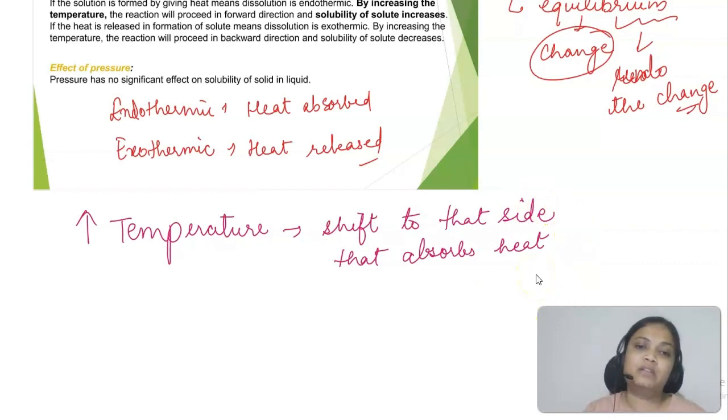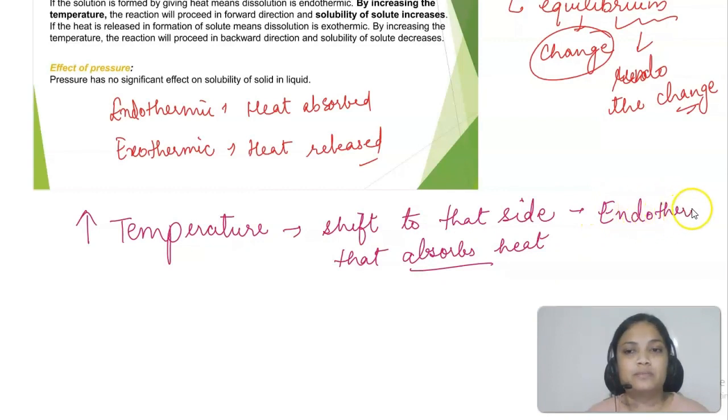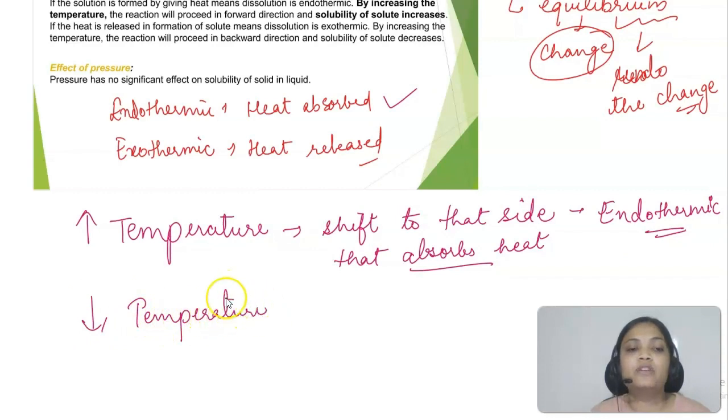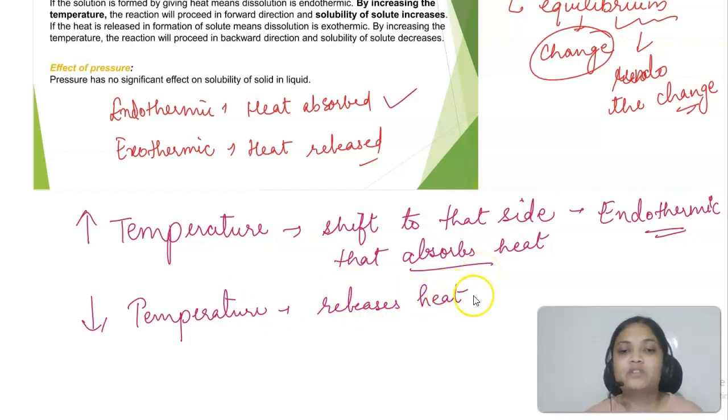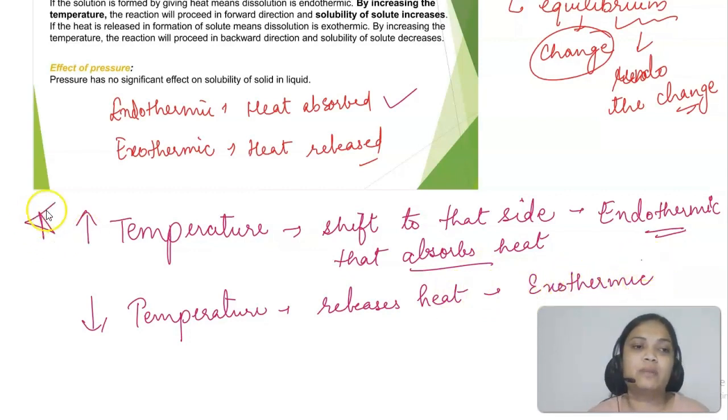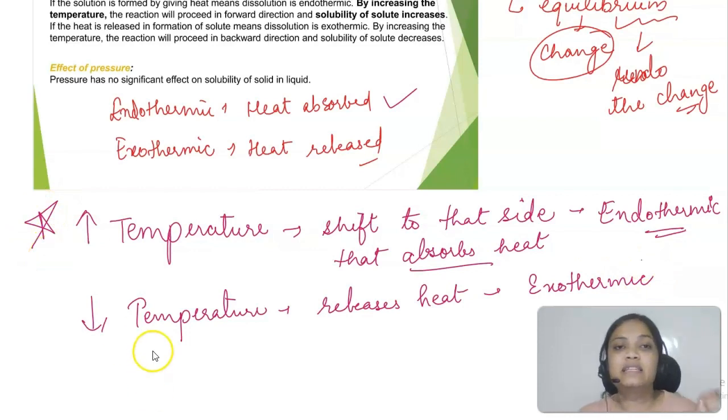Okay, so it means the endothermic process will be favored in this case, because here heat is absorbed. Similarly, if we are decreasing the temperature, the system will shift in that direction that releases heat. Means it would like to have more heat because we are lowering down the temperature. So it will favor the exothermic process. Please keep it noted, star mark, very important point: increase in temperature favors endothermic reactions, whereas decrease in temperature favors exothermic side.